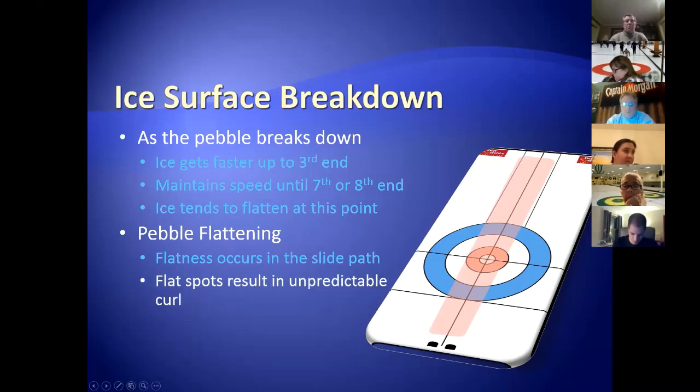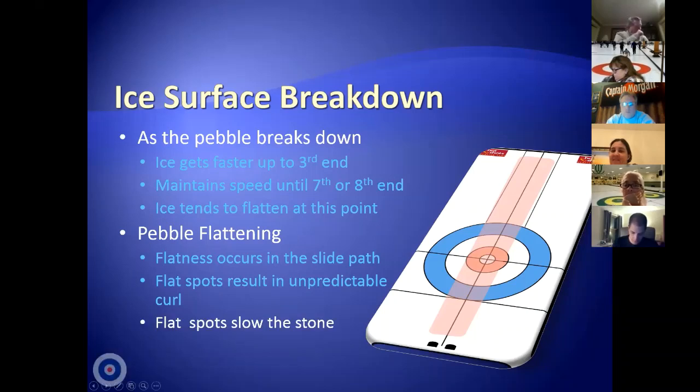Okay, so flat spots, as we said, result in unpredictable curl. Thank you, Dion, for noting that. And it will slow down. So you're going to get slower and you're going to get swingier in certain spots towards the end of the game.